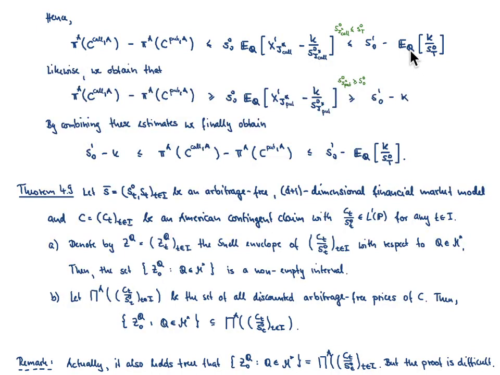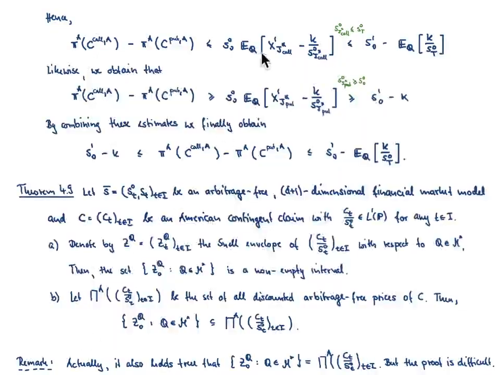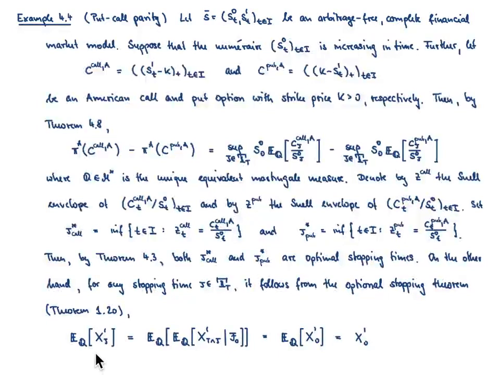So the expected value under this equivalent martingale measure of the ratio strike price divided by the price of the numerator at maturity. So moreover, I can do the following. Now we have to compute, you see, the expected value of this stopped price process with respect to that measure Q. So let's do that as a side computation.